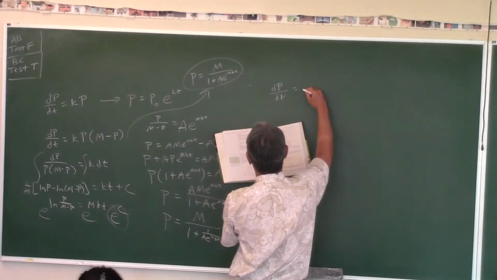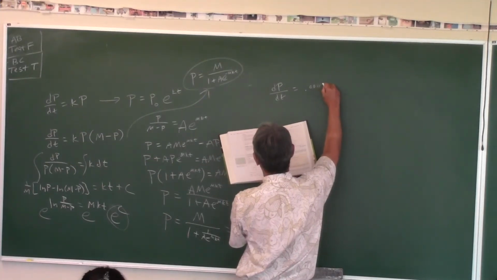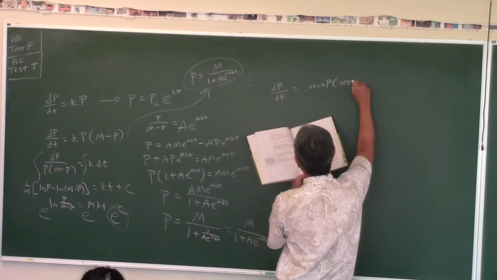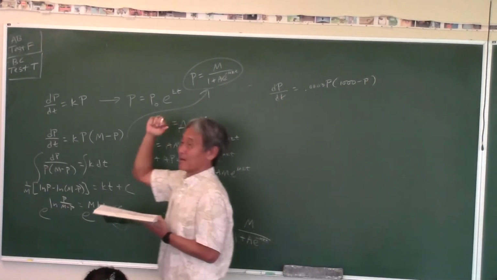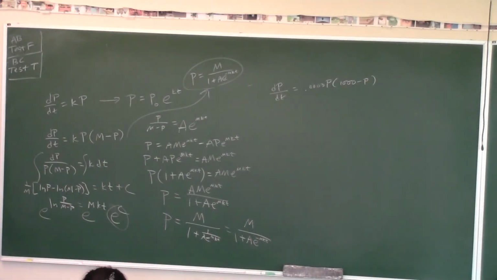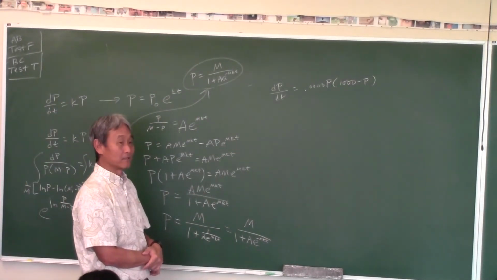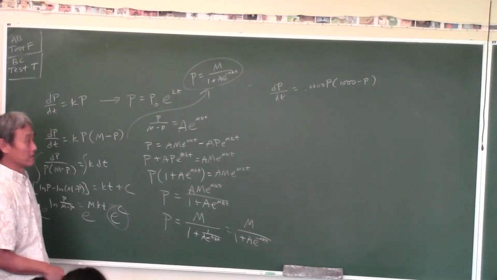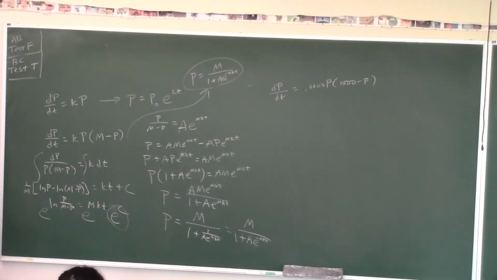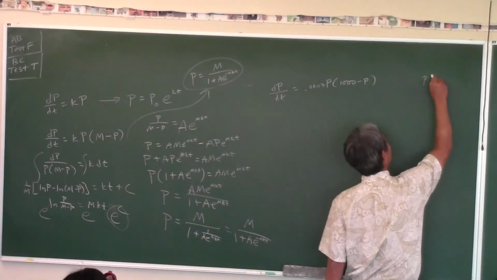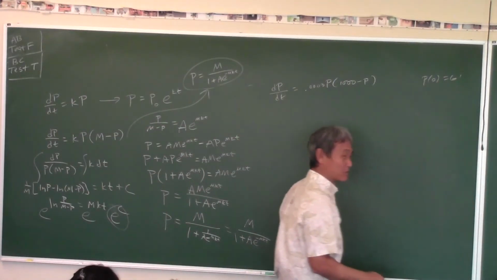So this is 0.0003 P times 1000 minus P. On the AP exam, they're going to give you this differential equation and ask, the solution of this is a logistic equation, what is the carrying capacity? 1,000. 1,000 moose in this case. And what's the initial condition? P of 0 is 61. That means at time 0, you have 61 moose.